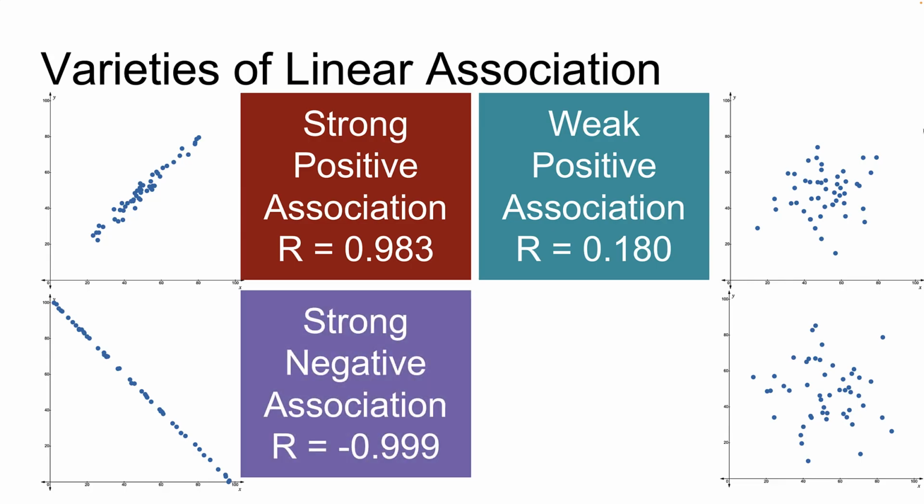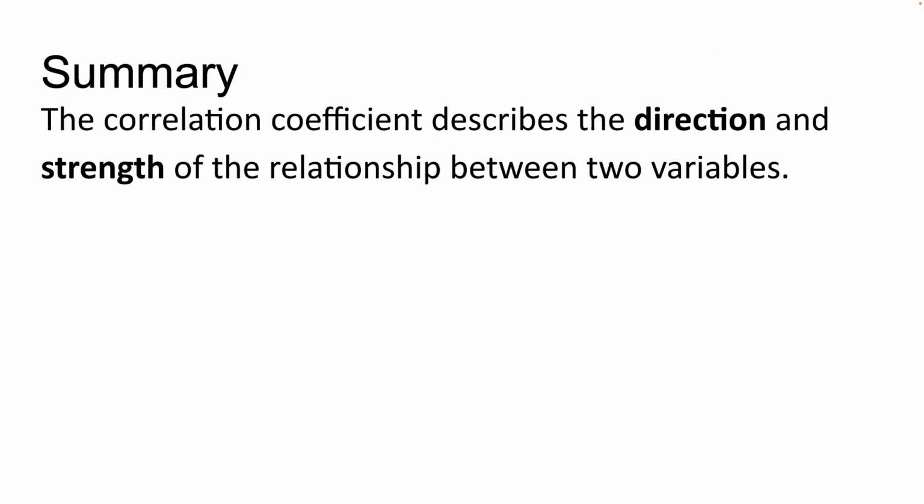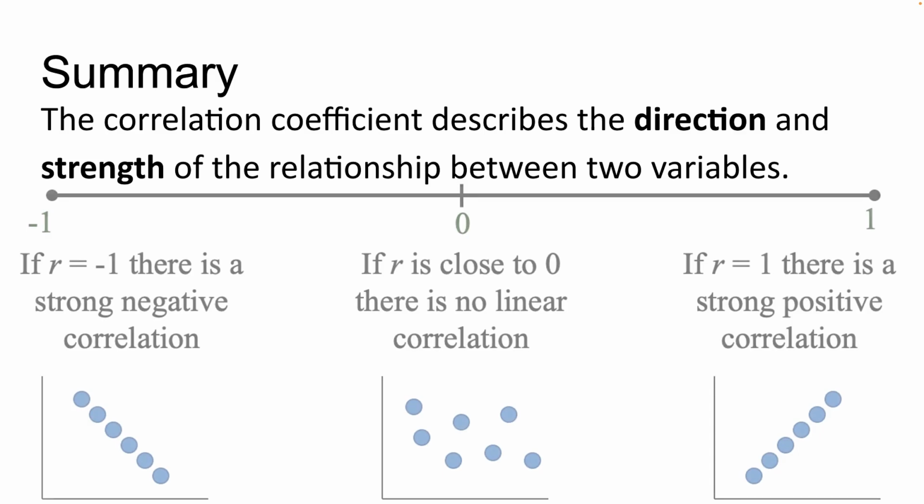On the lower left-hand side, this graph has a strong negative association. The value of R is equal to -0.999. On the far right-hand side, there is weak negative association, and the value of R is -0.080. Let's summarize. The correlation coefficient describes the direction and strength of the relationship between the 2 variables.